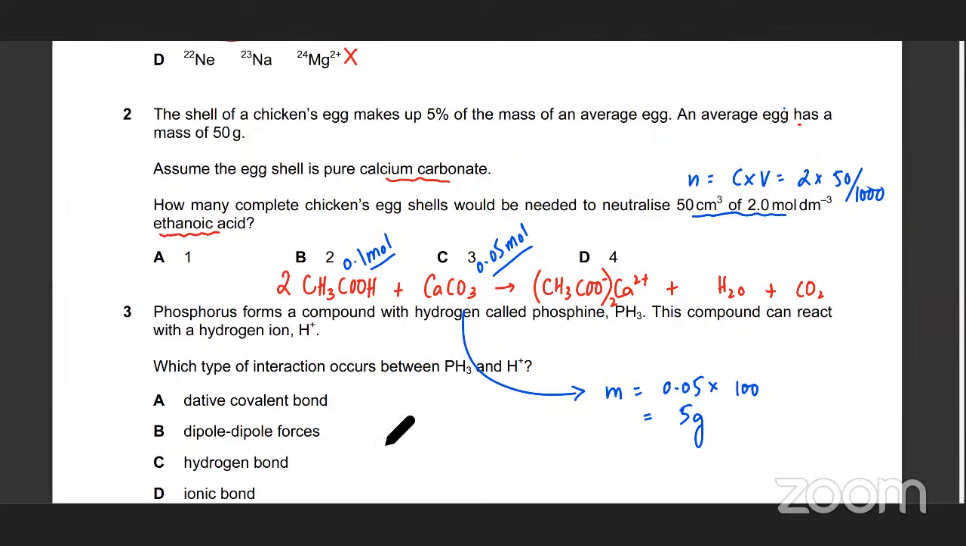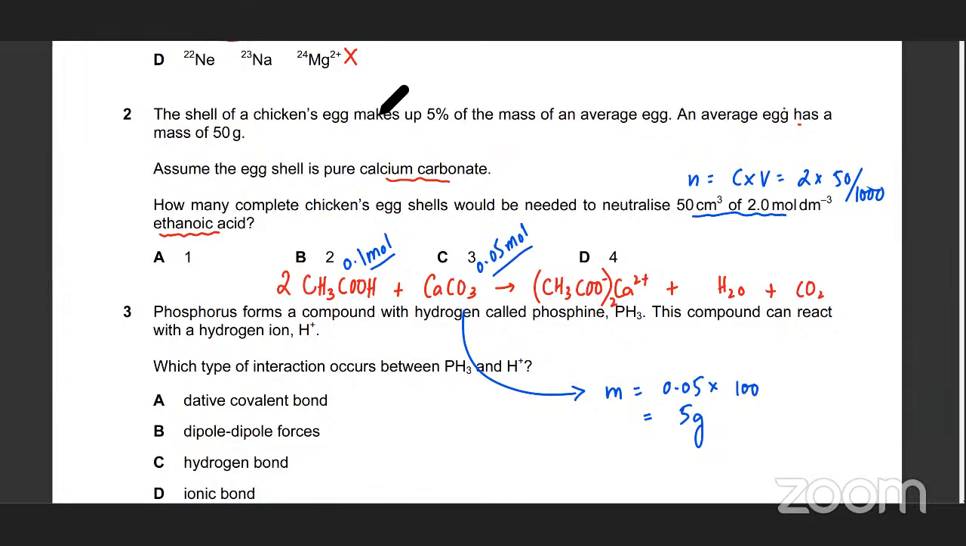So this is what we know so far. We know the moles of ethanoic acid, that's 0.1 moles. We know the calcium carbonate moles that should react with that many moles of acid, and that comes out to be 0.05 moles, and we figured out the mass of calcium carbonate, that's 5 grams. So basically, we're looking for 5 grams of calcium carbonate. That's what we are looking for. How do you get 5 grams of calcium carbonate?